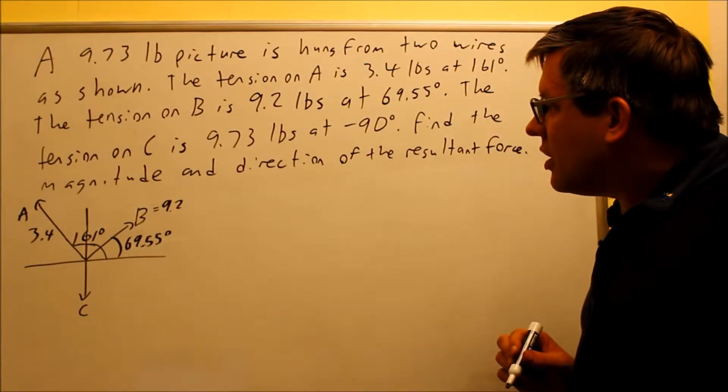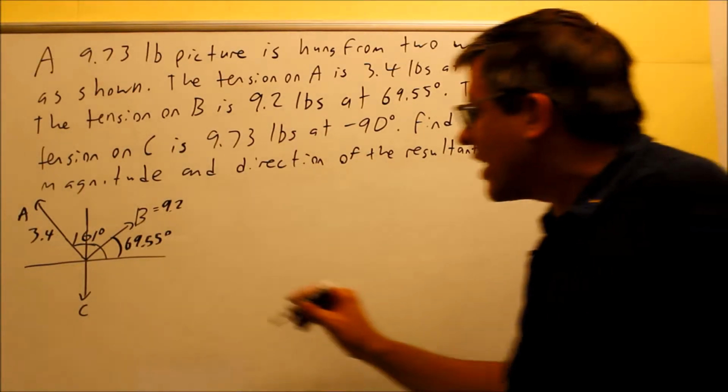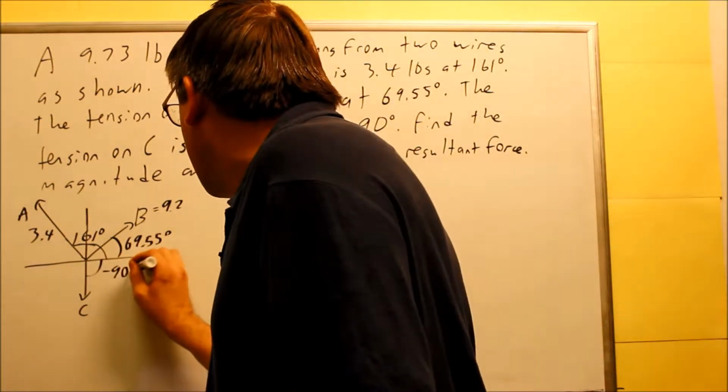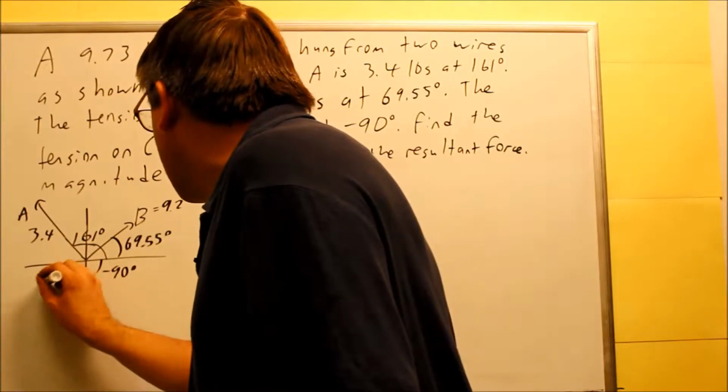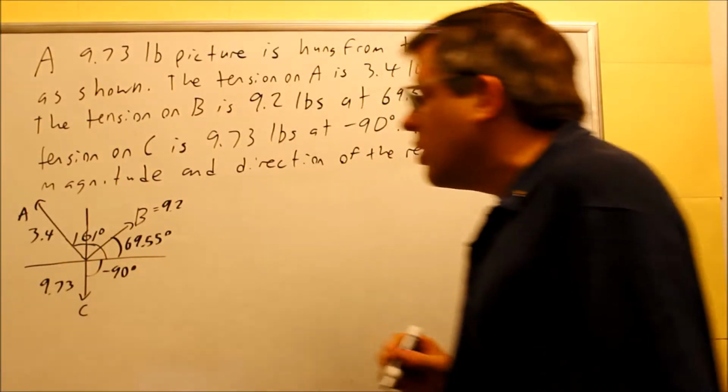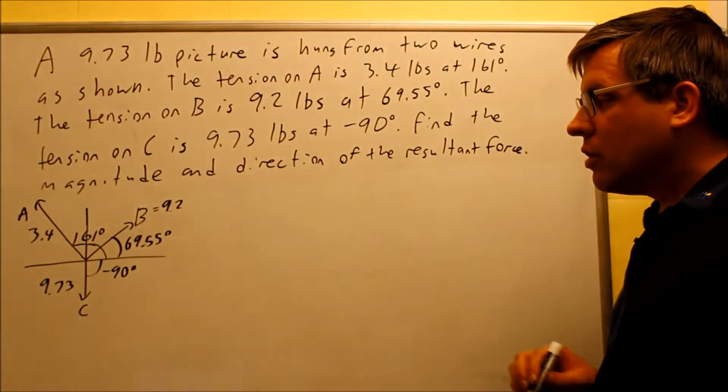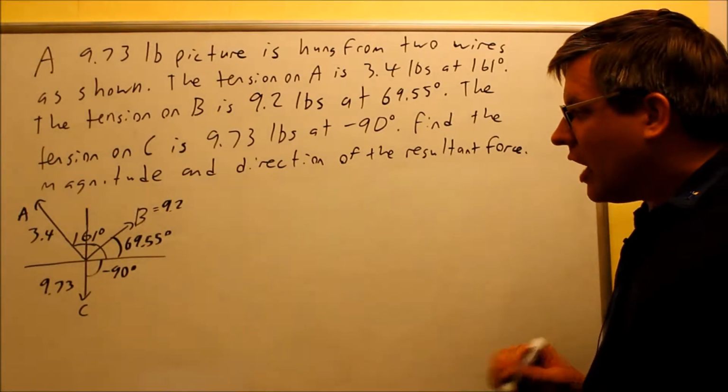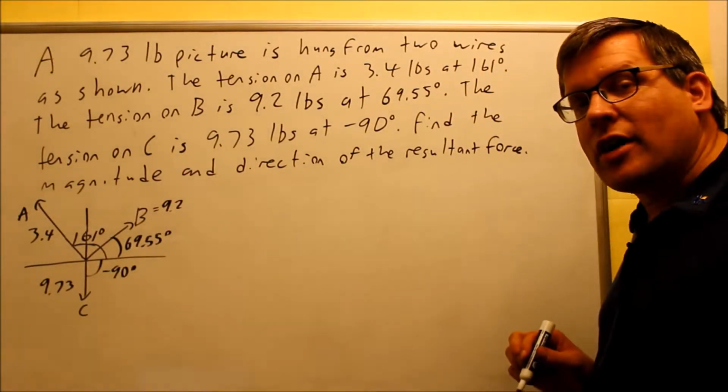And then for part C, it's 9.73 pounds, but it's negative 90 degrees. That's going to be straight down here. And this down here is 9.73 going down that way. So now we have the diagram labeled properly. We have all the pieces provided for us.